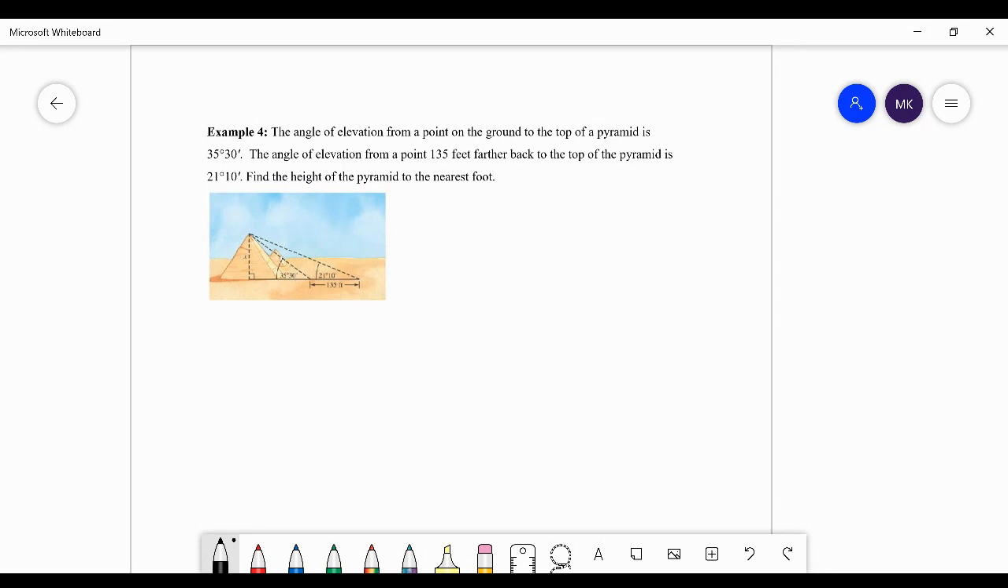So the angle of elevation from a point on the ground to the top of the pyramid is 35 degrees and 30 minutes. The angle of elevation from a point 135 feet further back to the top of the pyramid is 21 degrees and 10 minutes. Find the height of the pyramid to the nearest foot. Okay. How in the world do I do it?